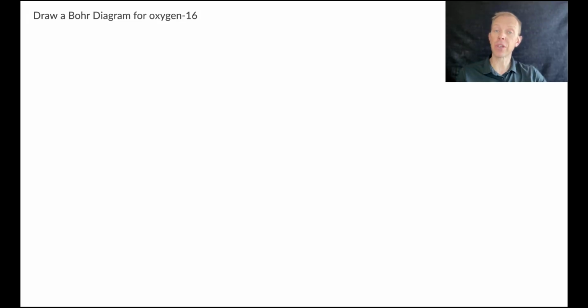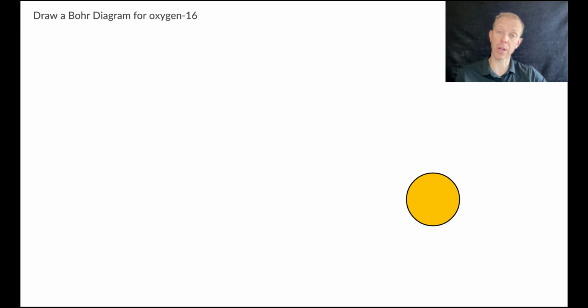Let's take a look at how we can draw Bohr diagrams in a little bit more detail. In this example, we'll take a look at how to draw a Bohr diagram for oxygen-16. Our first step is going to be to draw the nucleus right here. Then we need to determine the number of protons, neutrons, and electrons in oxygen-16.